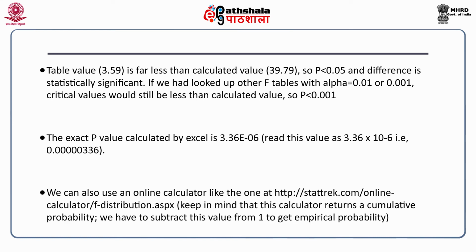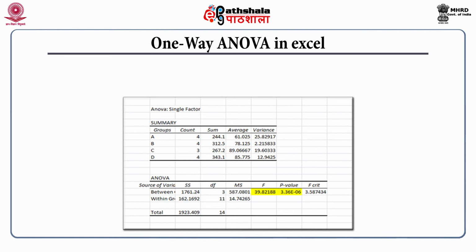We can also use an online calculator like the one at the StatTrek site, and the URL is given in the slide. Keep in mind that the calculator returns a cumulative probability. We have to subtract this value from 1 to get the empirical probability. You can also do this in Excel for the one-way ANOVA. You have to enable the data analysis toolpack, and after enabling it, click on ANOVA single factor.